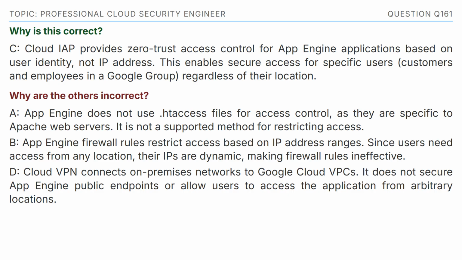A. App Engine does not use .htaccess files for access control, as they are specific to Apache web servers. It is not a supported method for restricting access. B. App Engine firewall rules restrict access based on IP address ranges. Since users need access from any location, their IPs are dynamic, making firewall rules ineffective. D. Cloud VPN connects on-premises networks to Google Cloud VPCs. It does not secure App Engine public endpoints or allow users to access the application from arbitrary locations.